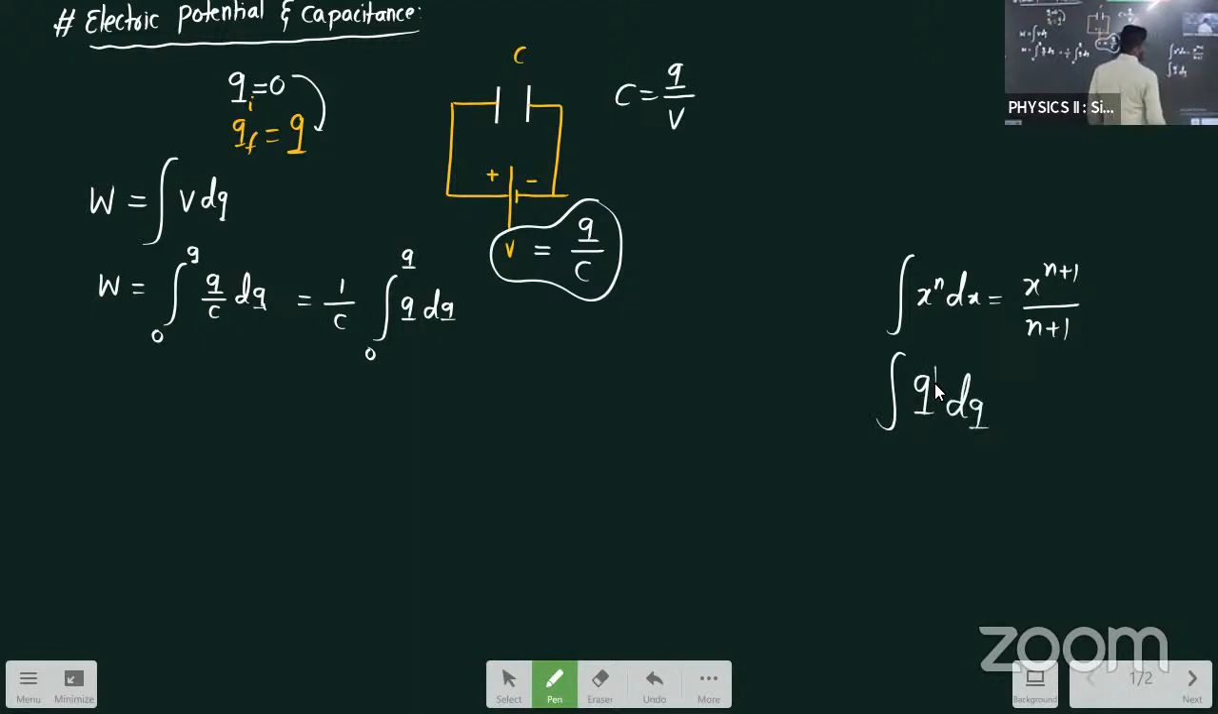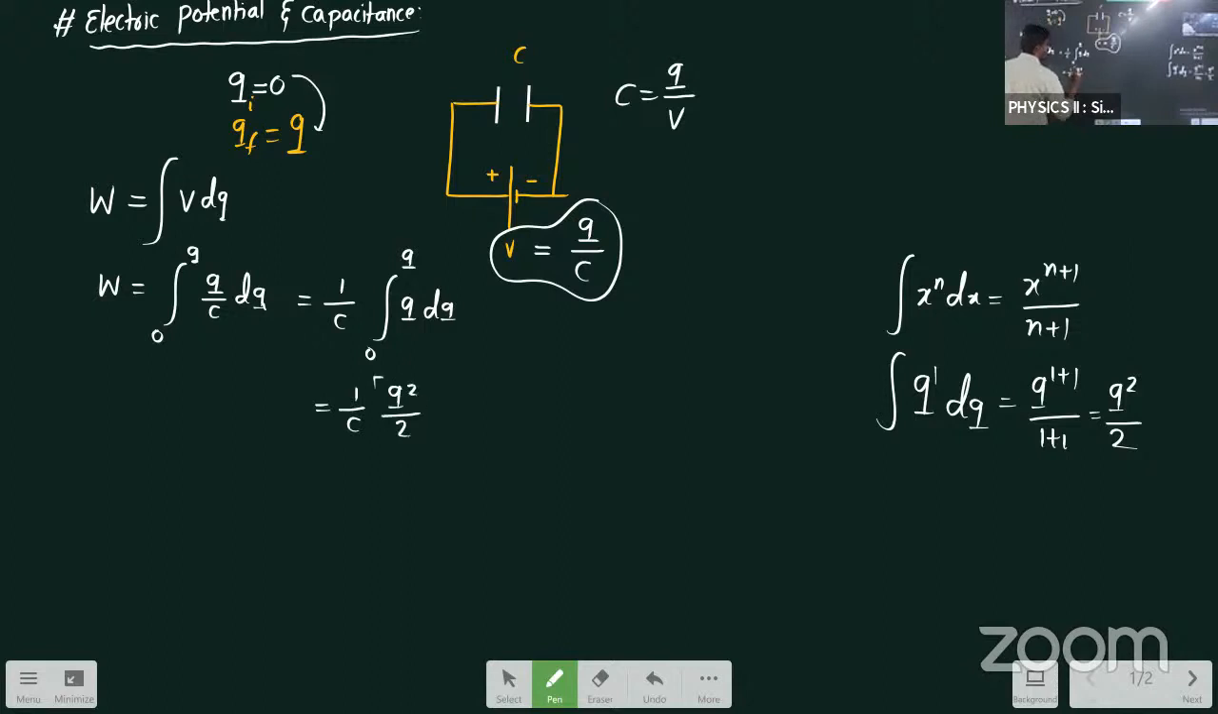What is the power of Q? It is 1. So this will become Q power 1 plus 1 divided by 1 plus 1. It will become Q square divided by 2. So if I substitute this value, this will become 1 by C into Q square by 2, from 0 to Q. If I substitute this value, whatever work we are doing will be stored in the form of energy. And this will be given as Q square divided by 2C.